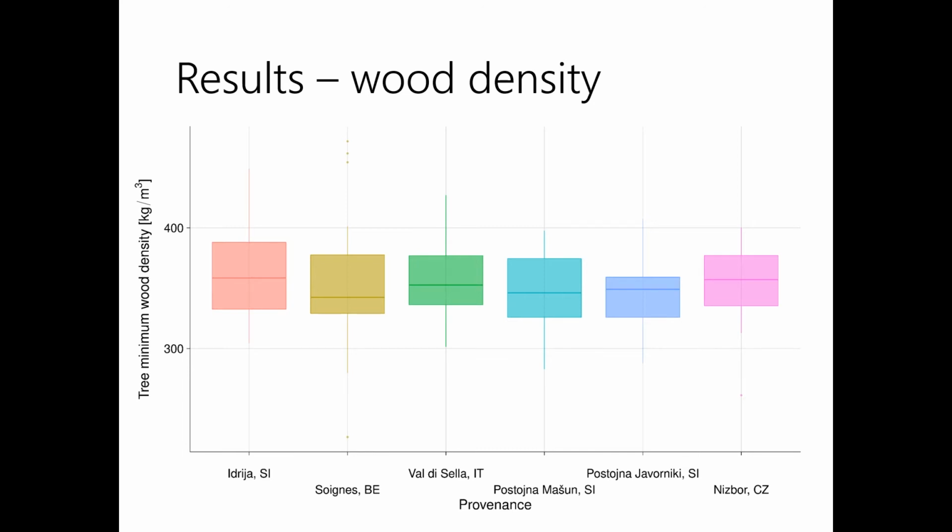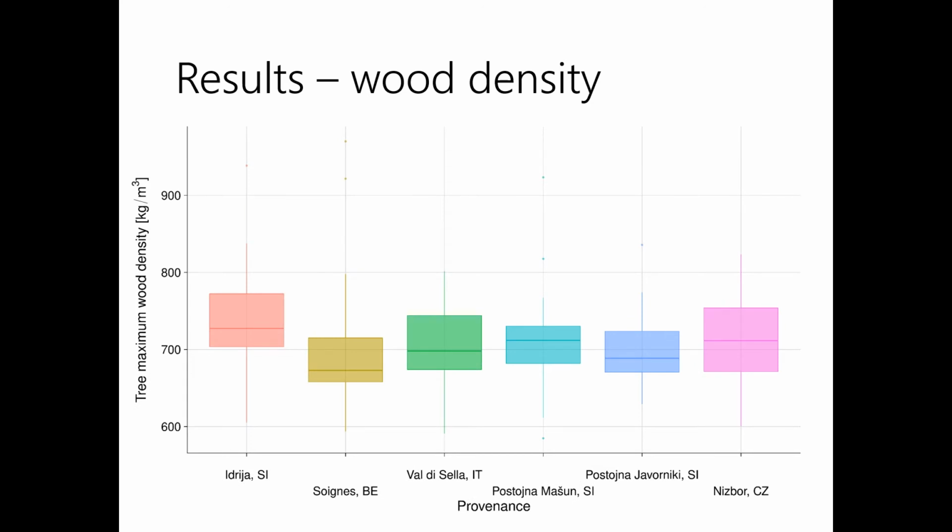On the other hand, the differences in maximum tree wood density are more pronounced and are even statistically significant here. So the Idria provenance had the highest maximum wood densities of the 6 provenances, and this would need to be examined further. Whether this is due to wood anatomy or some other unknown factor, at this time this needs to be studied further before we make any definite conclusions.